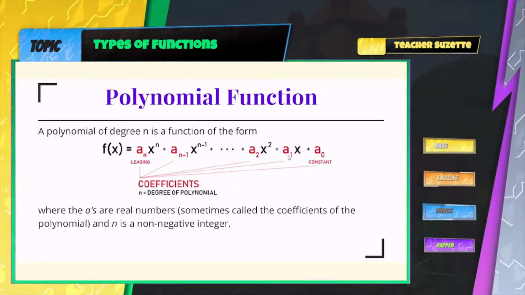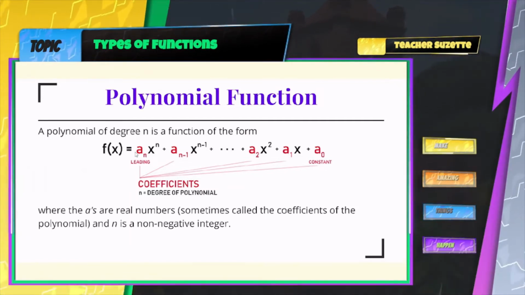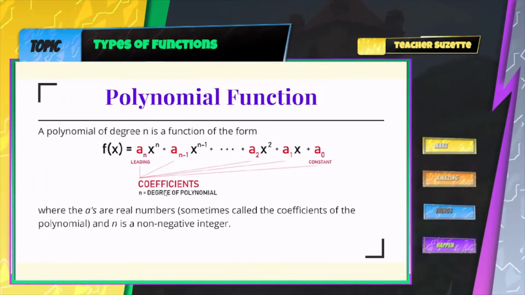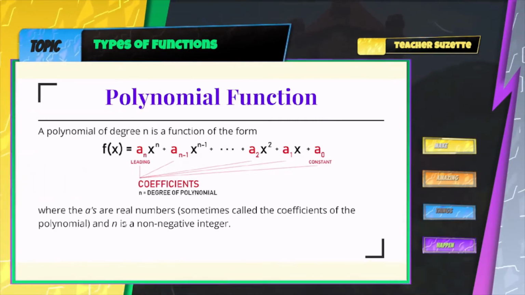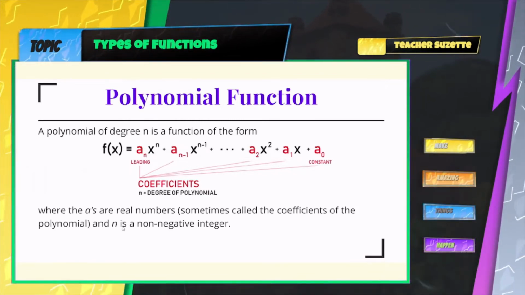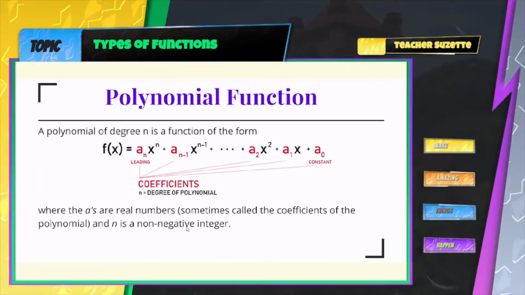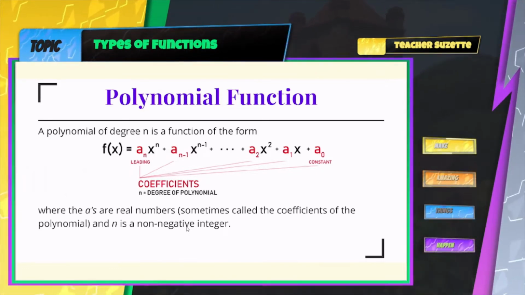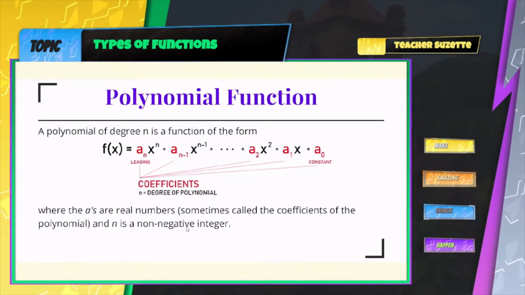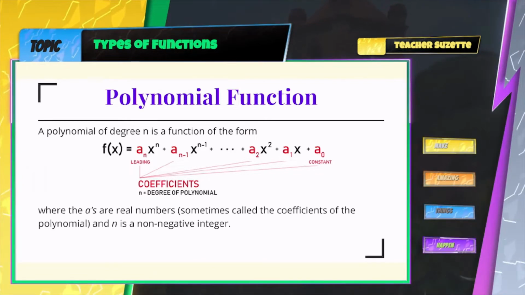So, these a sub 1, a sub 2, a sub 3, or a sub n are what we call the coefficients. And these coefficients are real numbers. Then, you have, of course, your variables, and these variables are raised to n. So, our n is the exponent, and take note, in a polynomial function, it should be a non-negative integer. So, it only involves non-negative integer exponents. The variables in your equation should only be raised to a non-negative integer exponent.